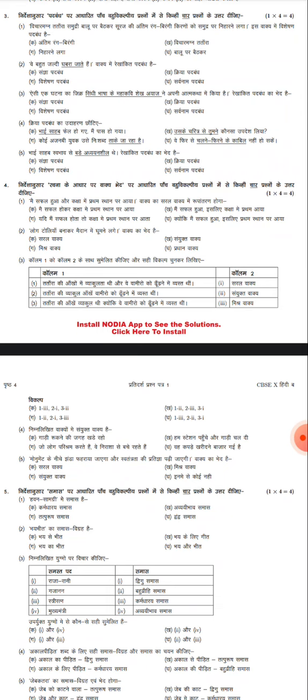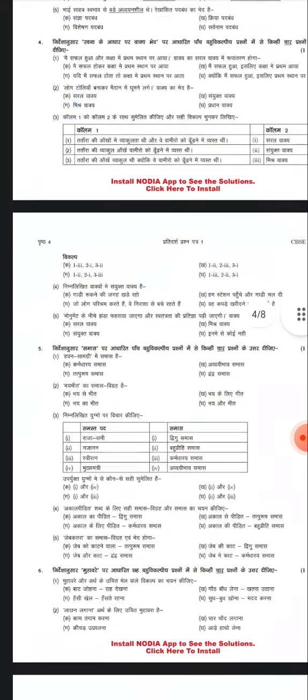It is option G, that is the third option. That is, 1 will match with 2, Sanyukta Vakya. Second one will match with the first, Saral Vakya, and the third one with Mishra Vakya. It's easy, you know, there is 'or' in one, there is 'kyunki' in one, and there is nothing in one. Of course, you can identify it.